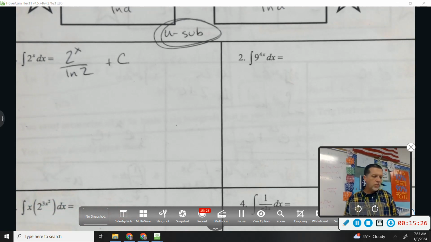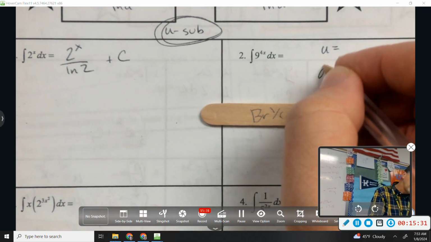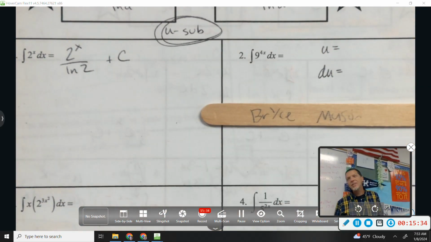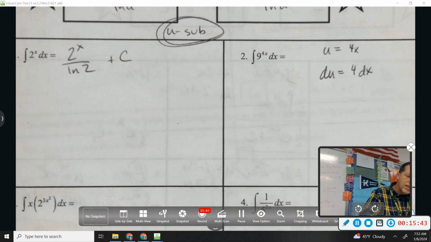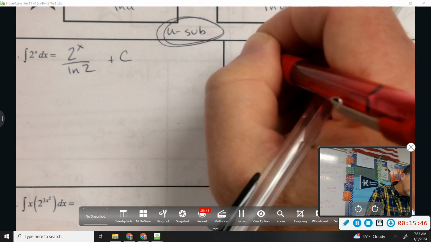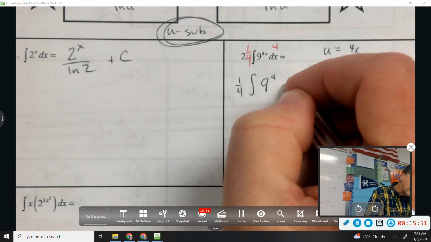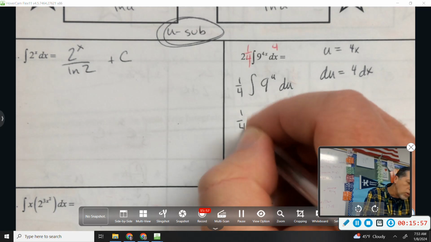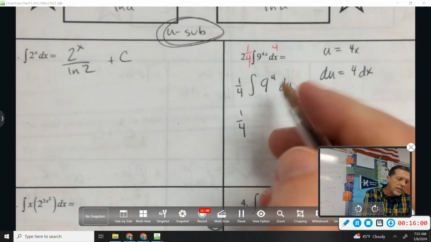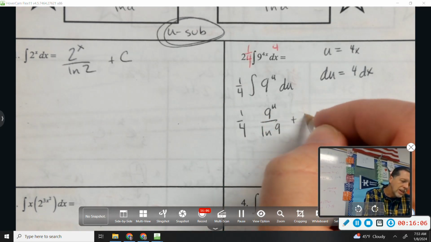All right, number 2 isn't quite so clear. But Bryce, based on all the other u subs we've done today, what do you think for a u? 4x. Let's do 4x. So du is 4 dx. So we spawn a 4 and a 1/4. So 1/4 antiderivative 9 to the u du. Antiderivative of 9 to the u is 9 to the u, but I need to divide by natural log of 9 plus c.